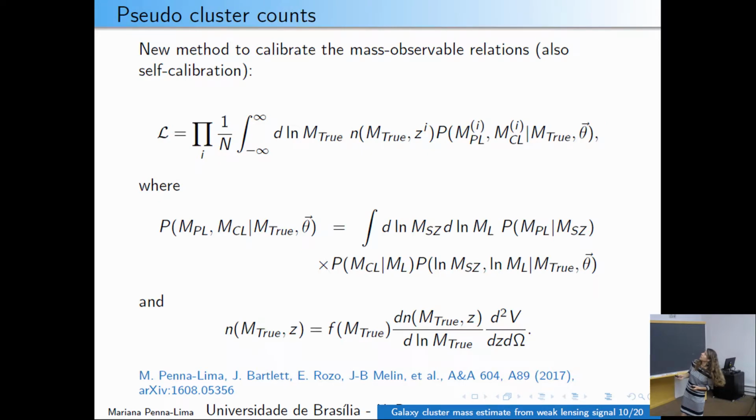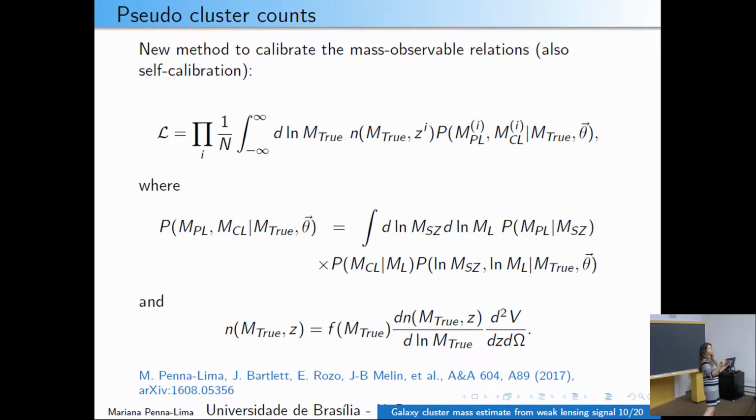Here, okay, I didn't mention that, I think. This F here is where we model our selection function. So we include some parameters. If you have enough information, you can say if it evolves or not with redshift, the completeness or purity. So you put it open and you model it in your likelihood, and then you fit, and you use it.